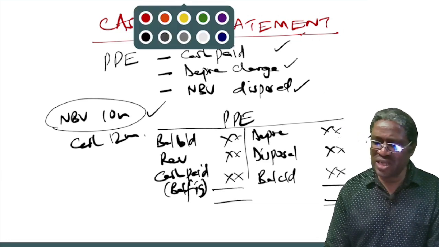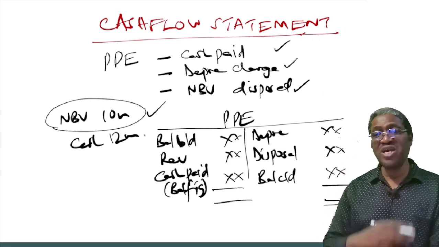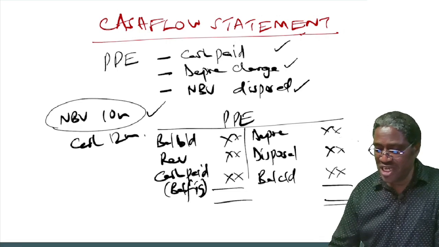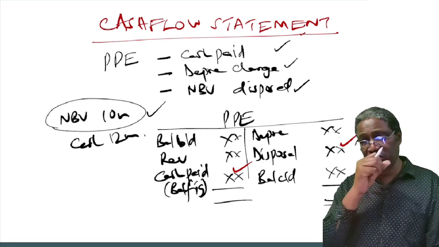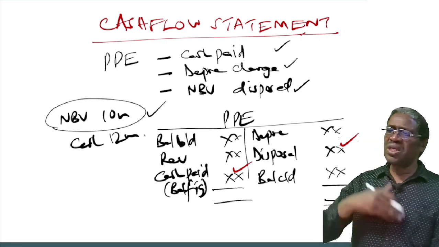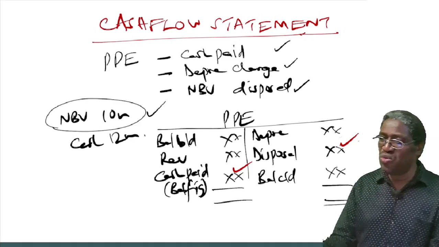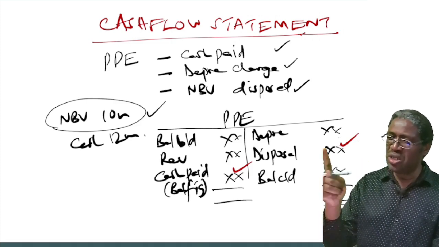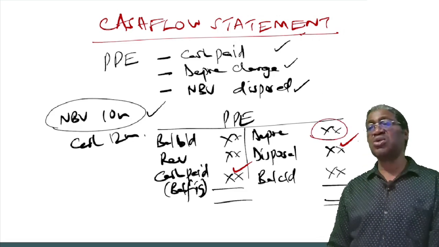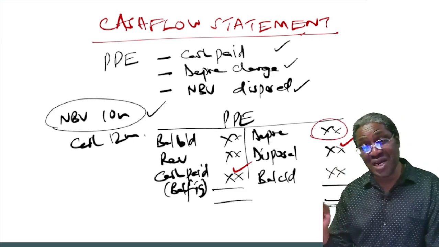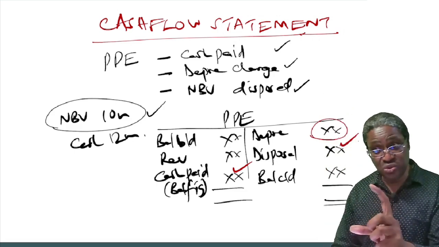Alternatively, if the examiner has given you the cash paid to acquire new ones, and maybe he has not given you the depreciation charge for the year, then he will give you the disposal amount. If the examiner has not given you the depreciation charge for the year, then you will again feed in all the information relating to this account, and the balancing figure, which is the depreciation charge for the year, you get as a balancing figure. That's what we are trying to say.